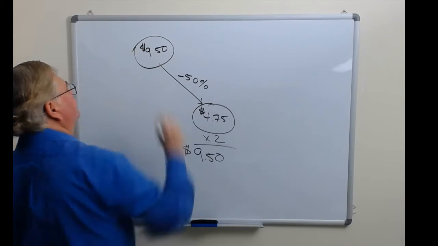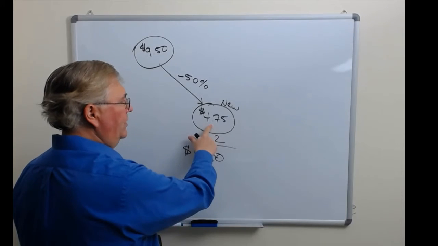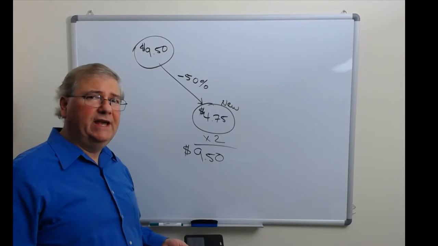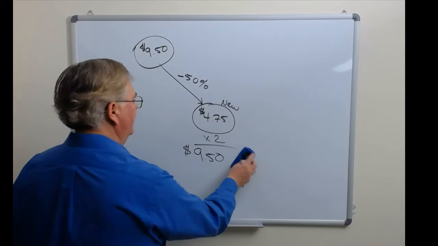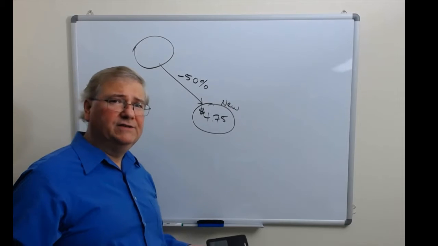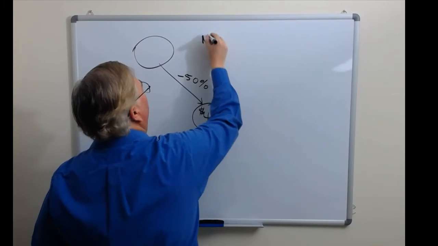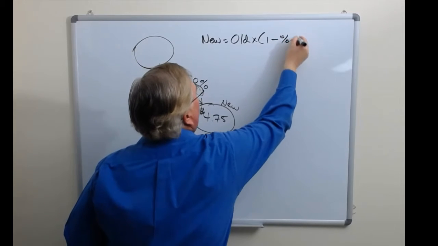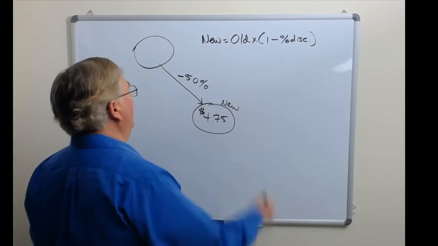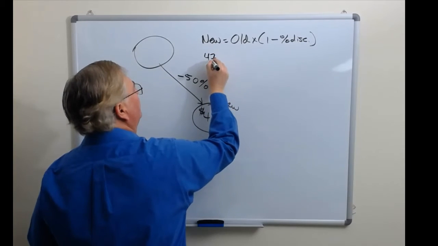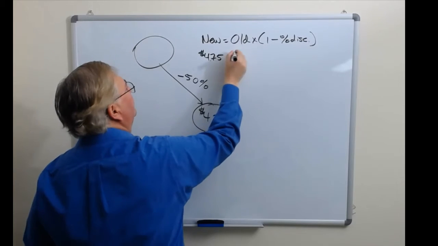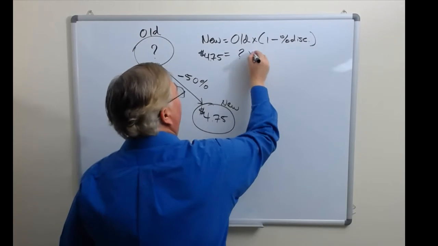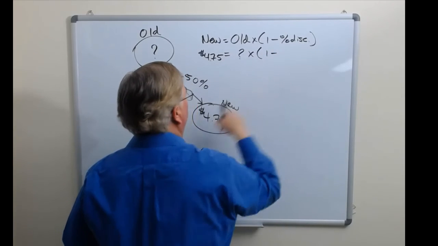But let's say you didn't know that all you had to do was multiply the new price by 2 to get the old price. Let's say you weren't aware of that and you wanted to use the discount formula in this case, but working backwards. Okay, so let's erase this and let's apply the discount formula. Remember, the discount formula says that the new price is equal to the old price times 1 minus the percent discount. So we have the new price. The new price is $4.75. And we're looking for the old price. And we should multiply that by 1 minus the discount of 50%.